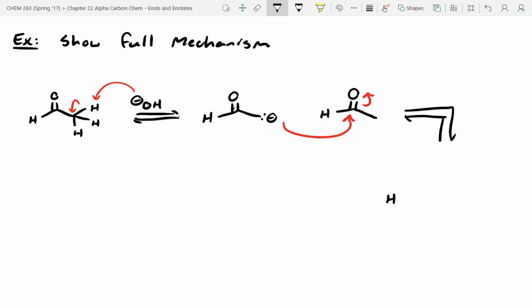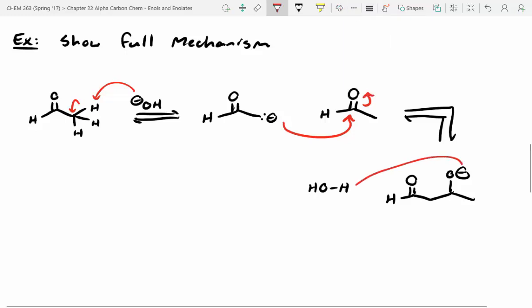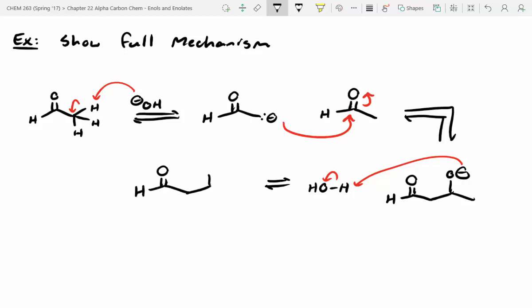Okay, so at this point, we're almost there. What will happen next? Got water around. That's our conjugate acid. We're going to reprotonate the alkoxide, giving us our beta hydroxyaldehyde, plus another equivalent of hydroxide. Now what?